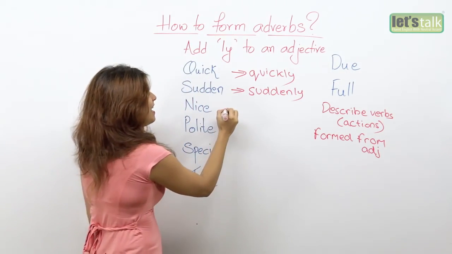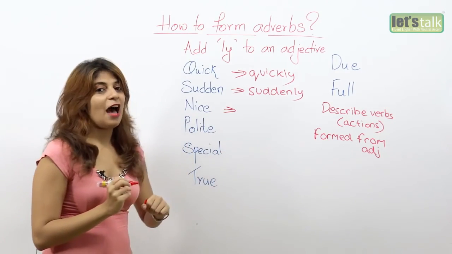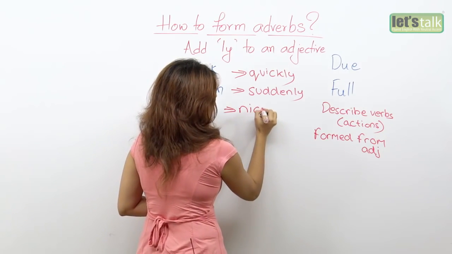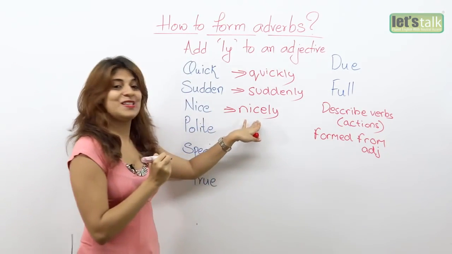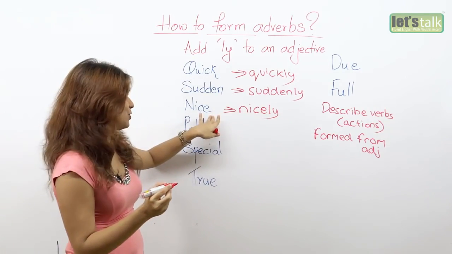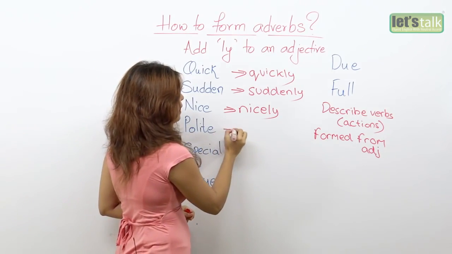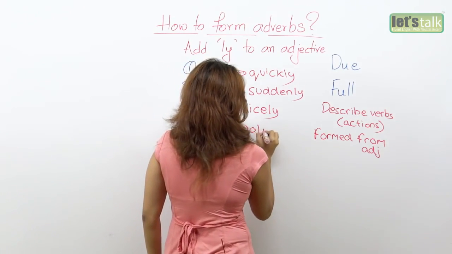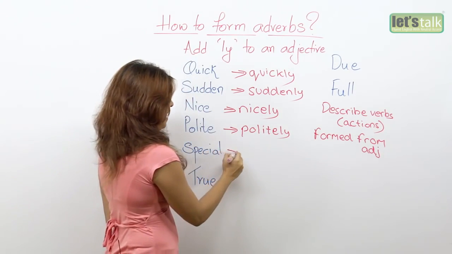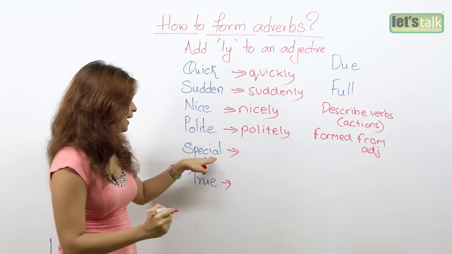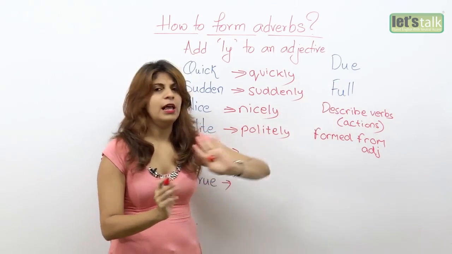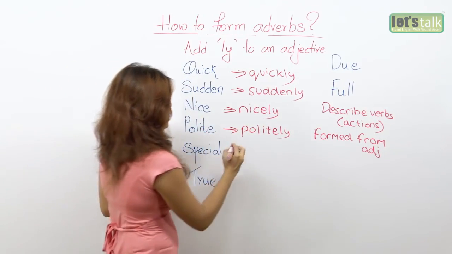suddenly. Another adjective that I have for you is nice. So here, that's your adverb. We add the letters ly to the end of the adjective. Another one, politely. Okay, and then we have words like special, and we have true, we have due and full. Now here, just make a note.